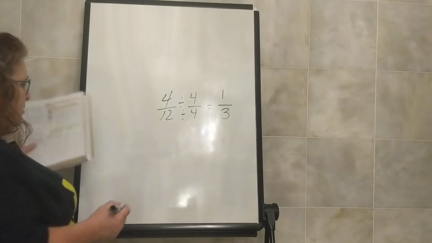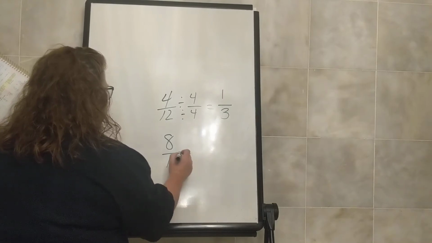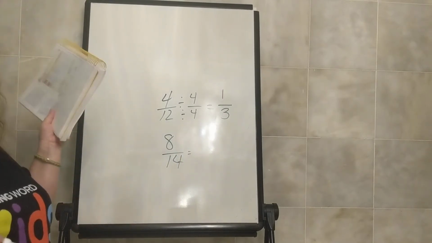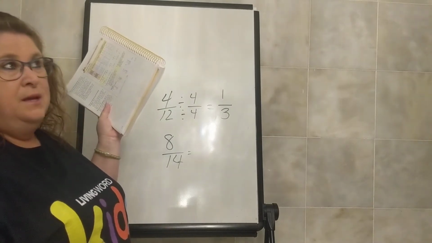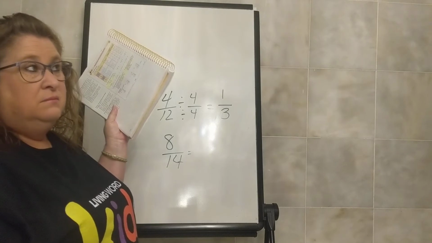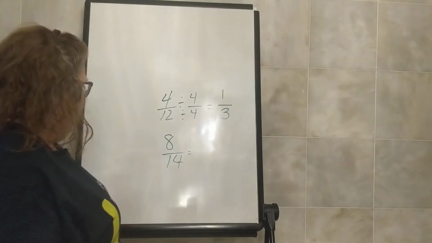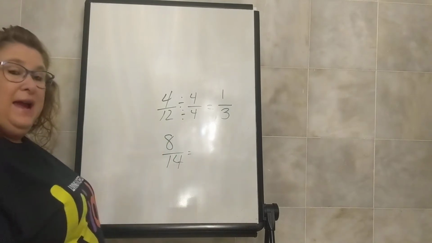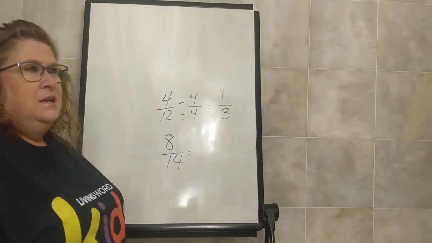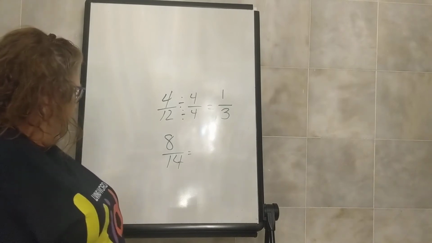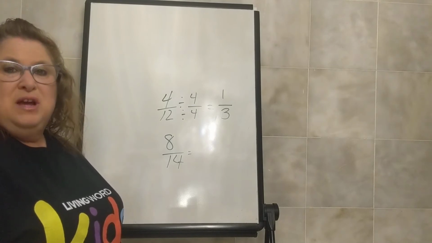Letter B, 8/14. First thing I'm going to do is ask myself, is 8 a factor of 14? Can I multiply 8 by anything to equal 14? 8 times 2 is 16, so no, that's not going to work. So I'm going to have to think of the greatest common factor for 8 and 14. My factors for 8 are 1 times 8, 2 times 4. My factors for 14 are 1 times 14, 2 times 7.